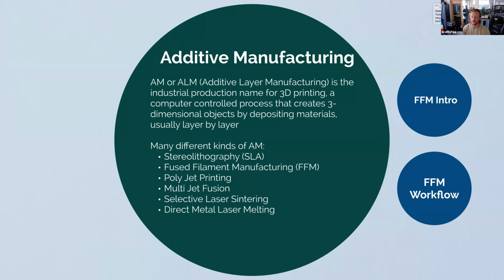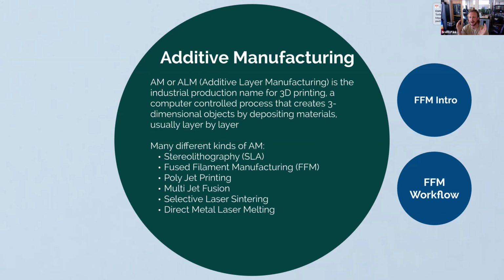There are hundreds of different manufacturing processes, all vastly different depending on the material that you want and the application that it's going to be used for. We're narrowing that focus to maybe 1% of manufacturing, and that's additive manufacturing, okay? Additive manufacturing, or AM or ALM, is the industrial production name for 3D printing. It is a computer-controlled process that creates 3-dimensional objects by depositing materials, usually layer by layer. Even within this 1% of manufacturing processes, and this isn't an exhaustive list, we have 6 to 8 different types of AM. Each of those types has different limitations and different advantages that you have to consider as you're designing your part.